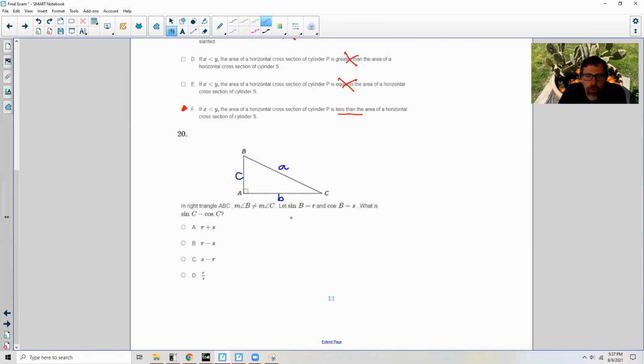So let sine B equal R. Well, what is the sine of B? The sine of B equals R. But what does the sine of B equal as a ratio? Opposite over hypotenuse, B over A. So the transitive property tells us R equals B over A. See how easy that is? Cosine of B equals S. The cosine of B is adjacent over hypotenuse, or C over A. The transitive property then says S equals C over A.